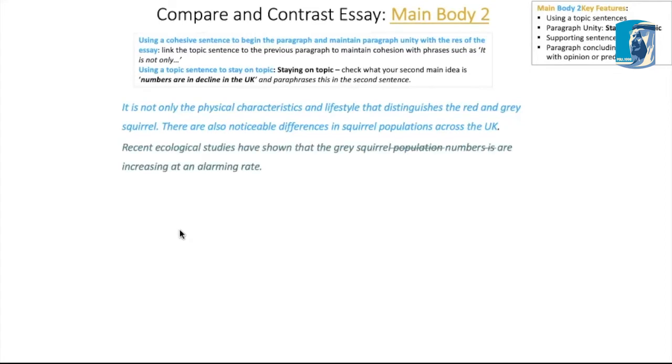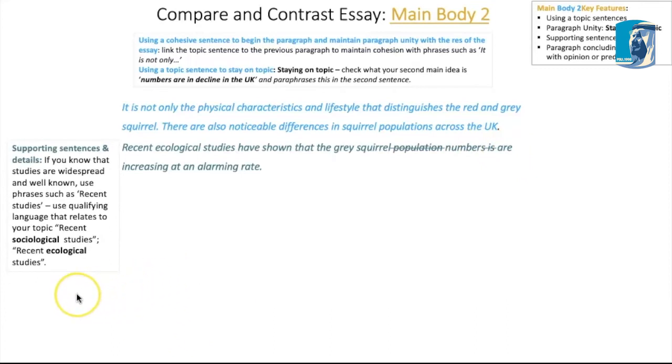Then we've got "recent ecological studies have shown that the grey squirrel numbers are increasing at an alarming rate." You can see where I saw the word population and I've taken that out. The singular verb I crossed out, and I put squirrel numbers, which is a synonym for the population of squirrels, and then you used "are."